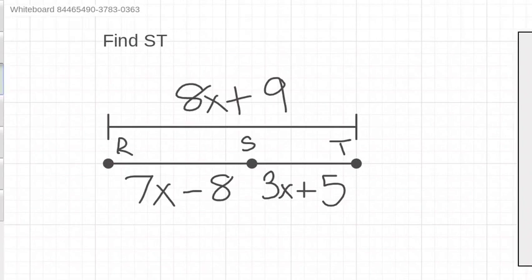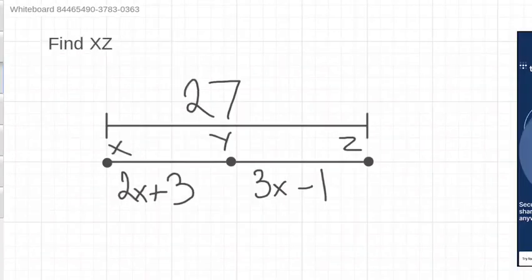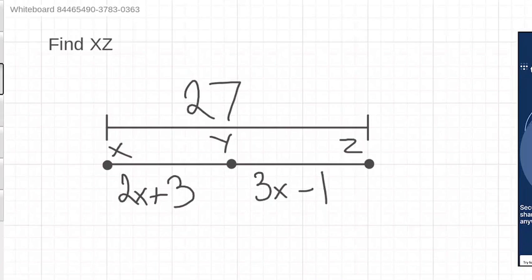Same thing over here. We know that we would have to add 7x minus 8 plus 3x plus 5 to equal x plus 9. S equals 23. Alright, for 27, and then 2x plus 3 and 3x minus 1.